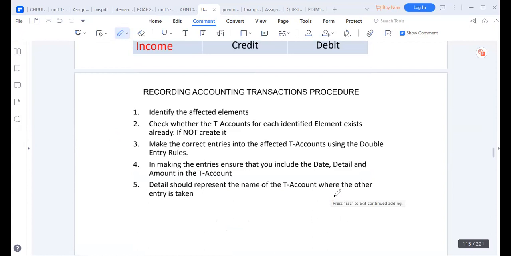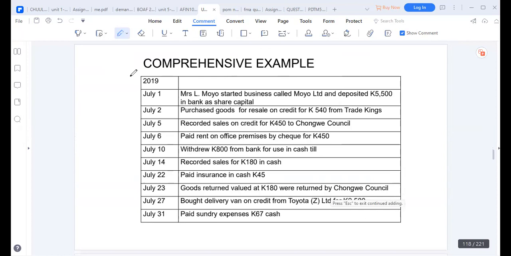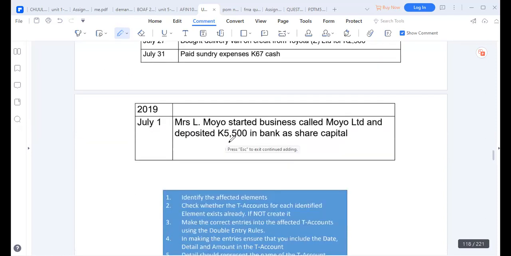Now, for you to understand this very well, let me use comprehensive questions. Here we have an example. Mrs. Moyo started a business called Moyo Limited. She deposited 5,500 into a bank as share capital. So we need to identify two elements that will help us come up with the accounts. January 1, Mrs. Moyo started a business and deposited 5,500 into the bank. So to start a business, the account that we're going to open is called the capital account.